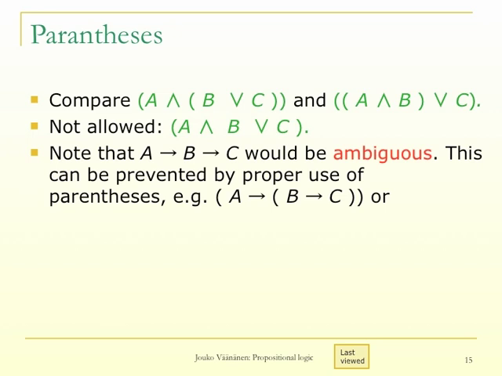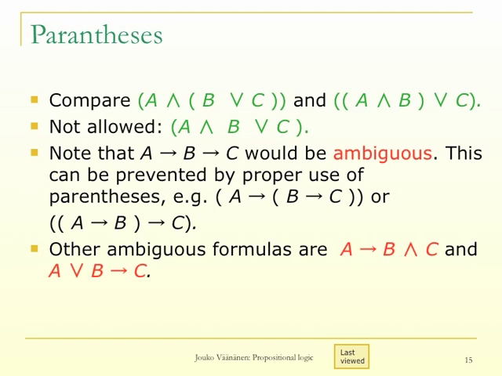Also, A implies B implies C would be utterly ambiguous. With proper use of parentheses, this should be either (A implies (B implies C)) twice, or ((A implies B) implies C). Other ambiguous formulas, results of wrongful omission of parentheses, are A implies B and C, and A or B implies C.